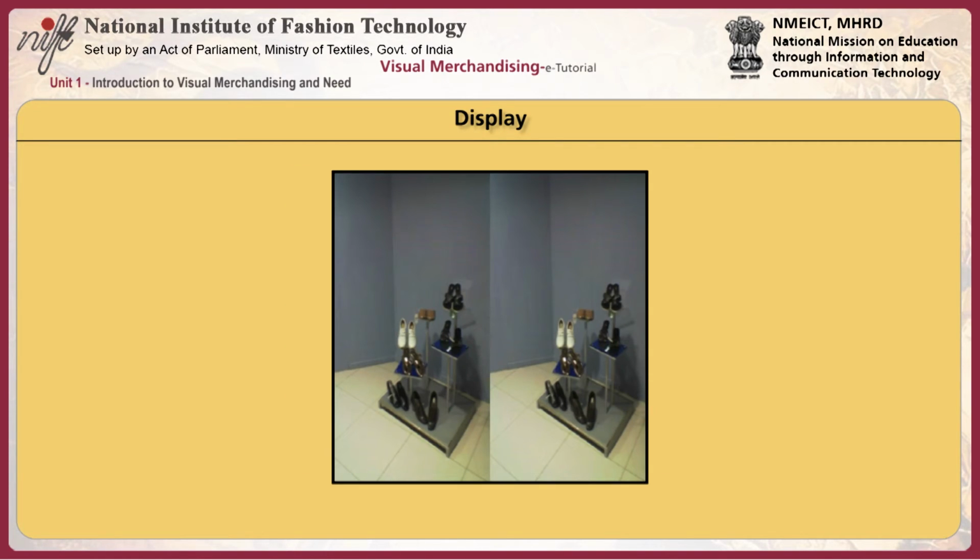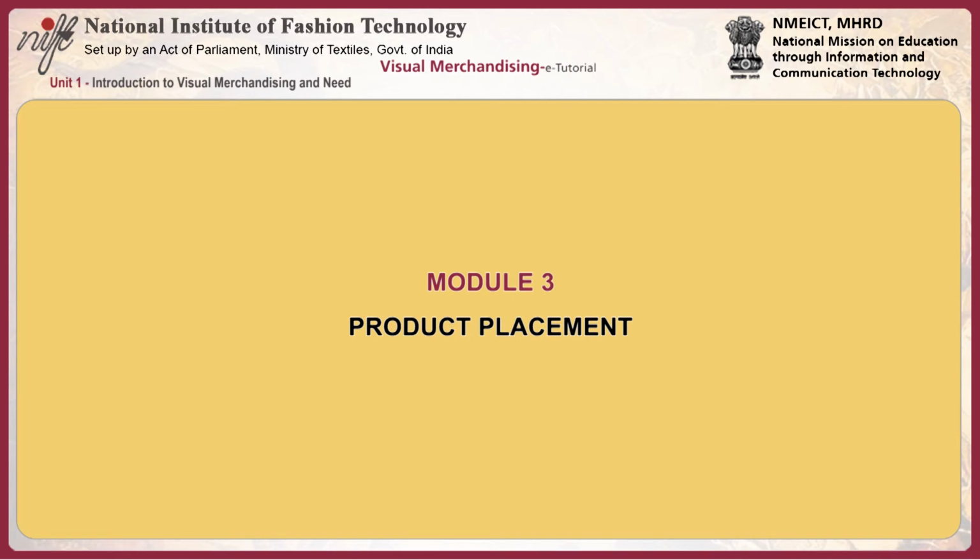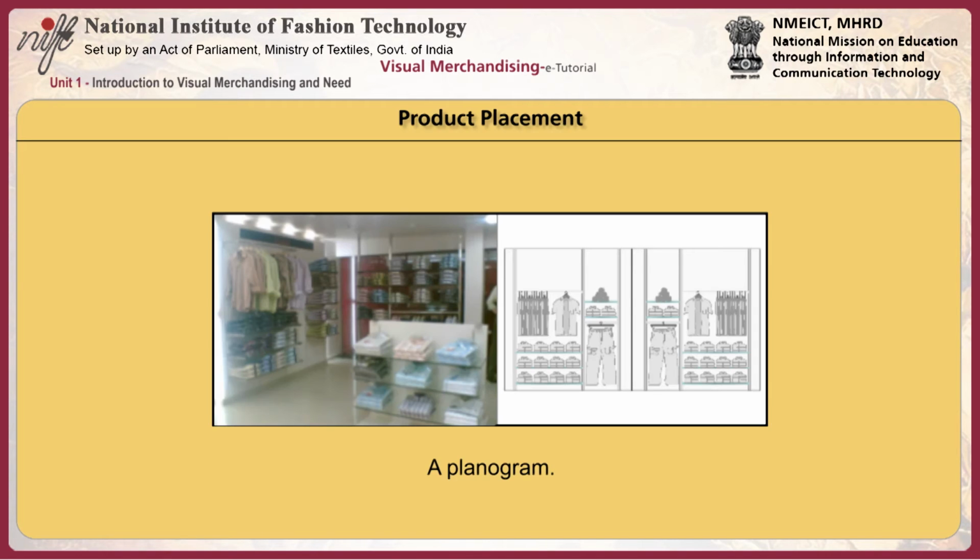In this image, we see how a shoe rack has been displayed. Now this can be an island display or it could become a focal point display. Finally, we will look at the importance of placing products strategically, that is, a combination of the theory learnt so far. These images show various ways in which products are placed in a store. It is called a planogram.